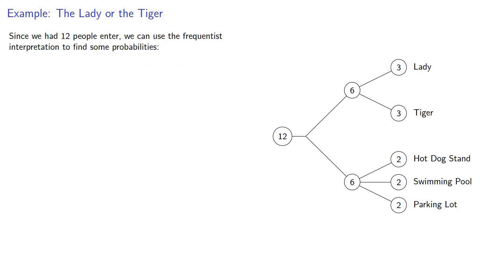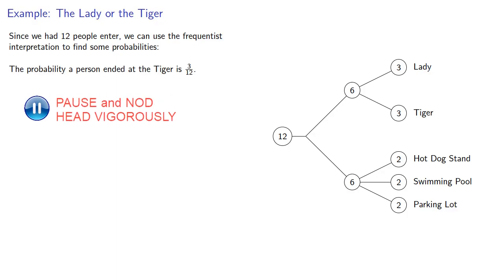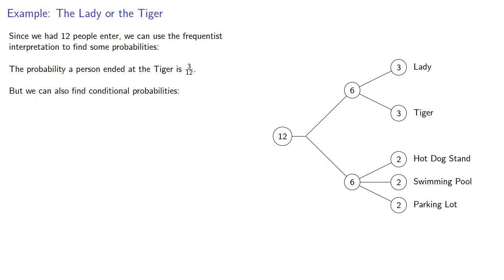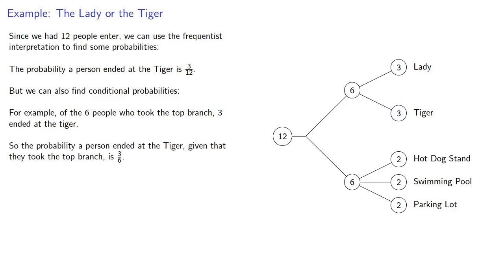Since we had 12 people enter, we can use the frequentist interpretation to find some probabilities. The probability a person ended at the tiger is 3/12. But we can also find conditional probabilities. For example, of the 6 people who took the top branch, 3 ended at the tiger. So the probability a person ended at the tiger, given that they took the top branch, is 3/6.